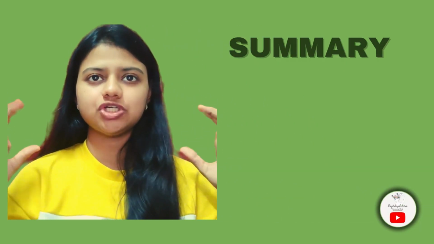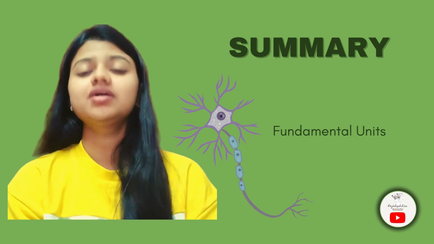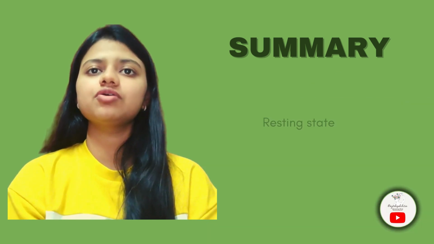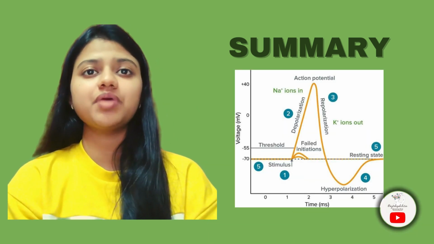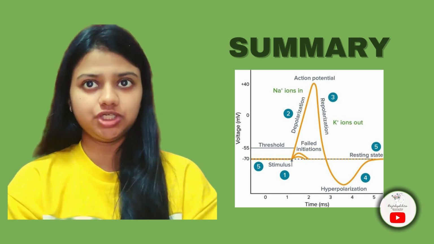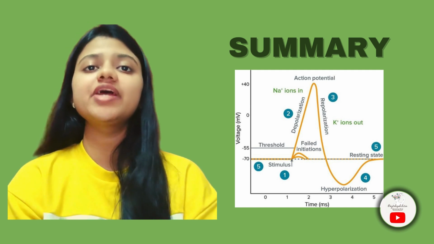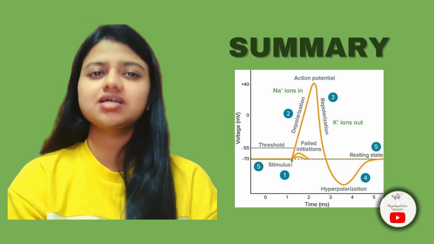So now that we've come to the end of this video, let's have a short summary. Neurons are the fundamental units of our nervous system. They communicate with each other through electrical signals. Every neuron has a resting state and an active firing state. The resting state is maintained by the presence of membrane potential. A signal that moves past the threshold of minus 55 millivolts breaks the resting state, resulting in an active state or a depolarized state.